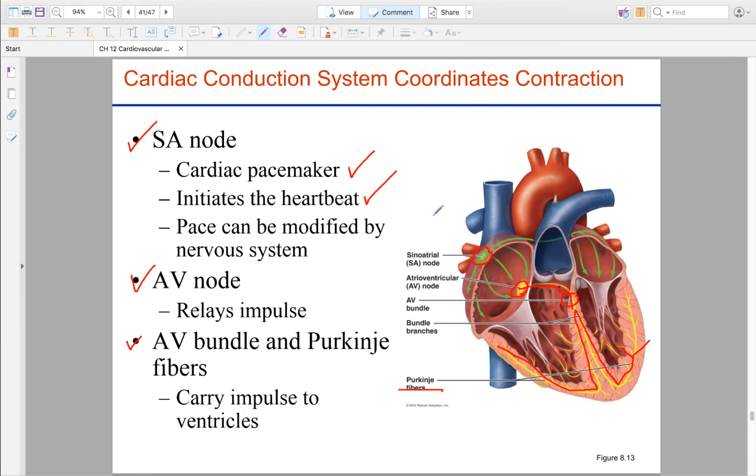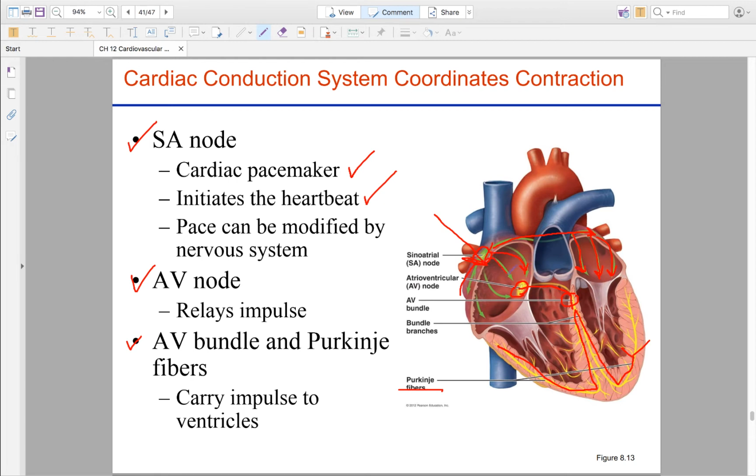Okay, so now the way the cardiac conduction cycle works is that, of course, the SA node is going to receive the signal to initiate the heartbeat. Okay, and see all of these green arrows? That is demonstrating the spread of this electrical signal. So the SA node is signaling both the left and the right atria to contract.